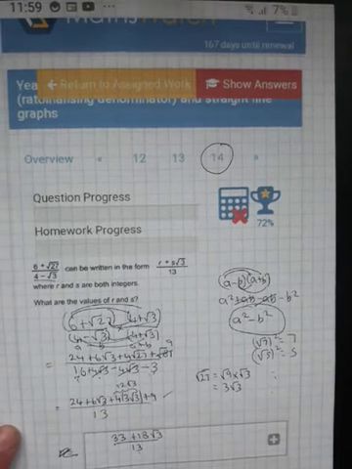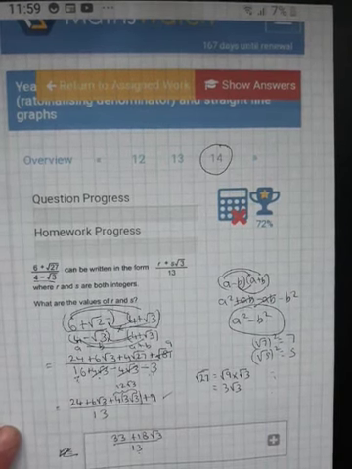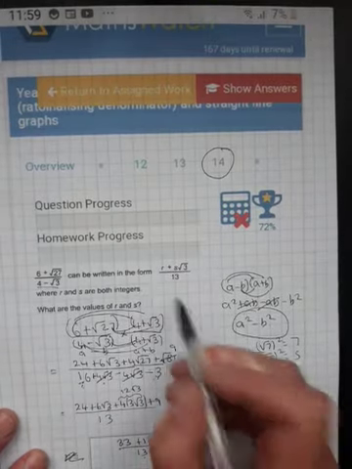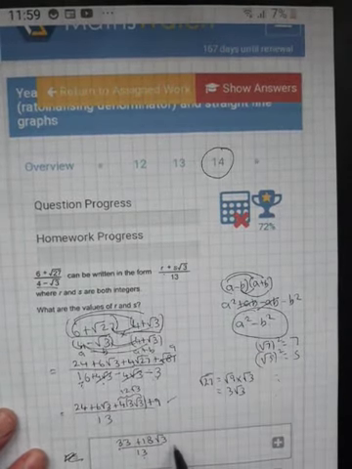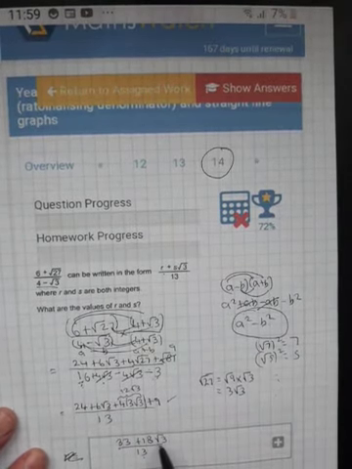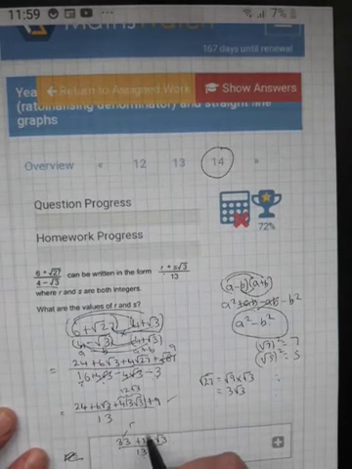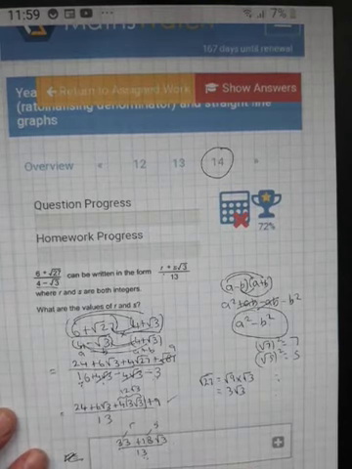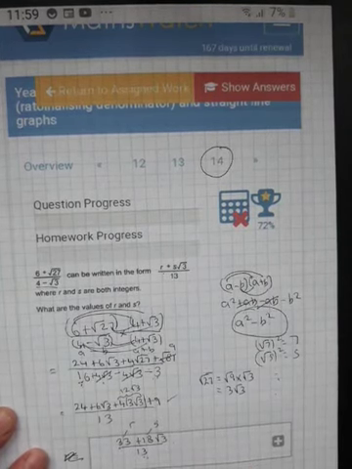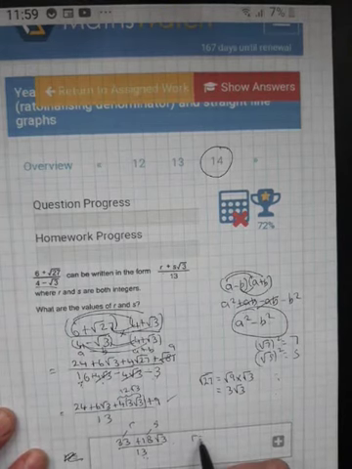Now we look at what the question asked. It's asked you for the values of r and s. It says r plus s root 3, so let's write it in that form. That must be r, that must be s, and we've got a denominator of 13. So r is equal to 33, and s is equal to 18.